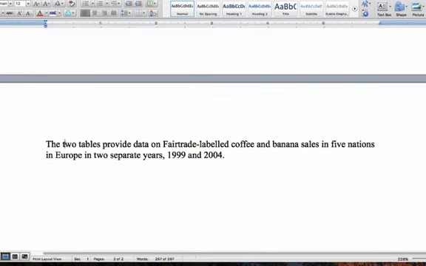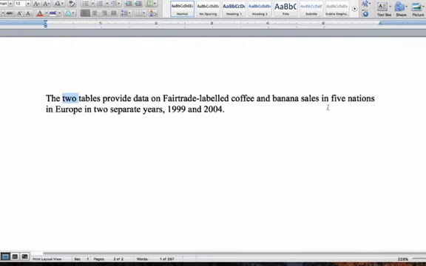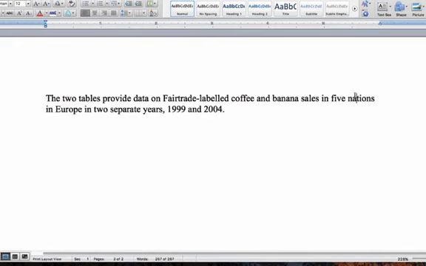And there you go. I've used the 2 tables just to add something a bit different. Noun phrase 2 became noun phrase 1. I switched these around. I said the countries first. I changed countries to nations in 2 separate years.